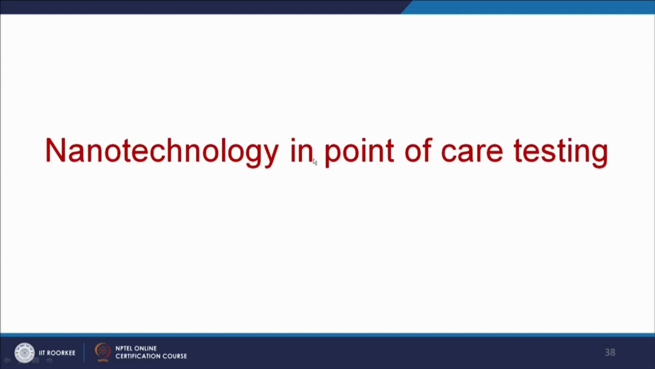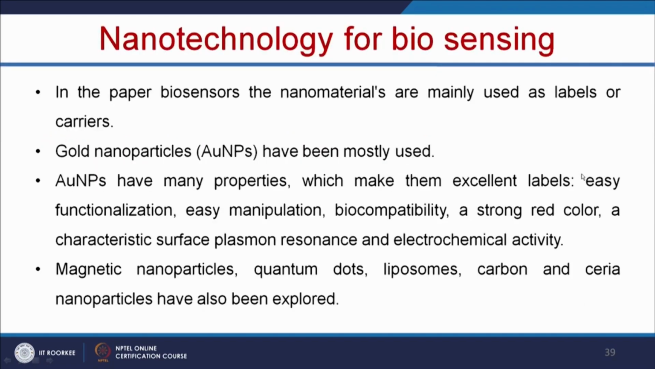So let us see the role of nanotechnology in point of care testing. In paper based biosensors, nanomaterials are mainly used as labels or carriers. Gold nanoparticles have been mostly used because they have excellent labeling property, easy functionalization and easy manipulation. They are also biocompatible, produce a strong red color, and have a characteristic surface plasmon resonance and electrochemical activity.